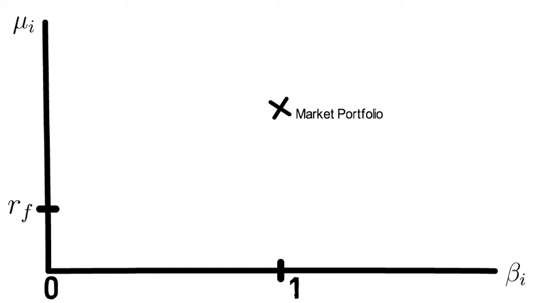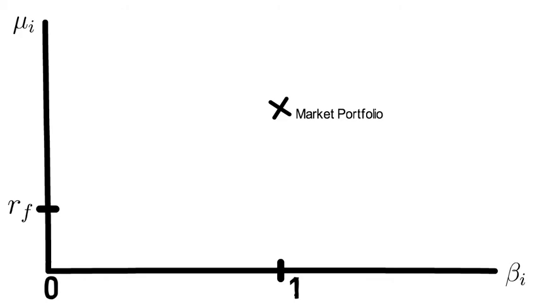So we can represent the linear expected return beta relationship graphically. On the x-axis, we plot the beta of an asset, while on the y-axis, we plot the expected return of that asset. An asset with a beta of 0 pays the risk-free rate. The market portfolio has a beta of 1. Assets with a positive beta pay an expected return that is above the risk-free rate. Assets with a negative beta pay an expected return that is below the risk-free rate.